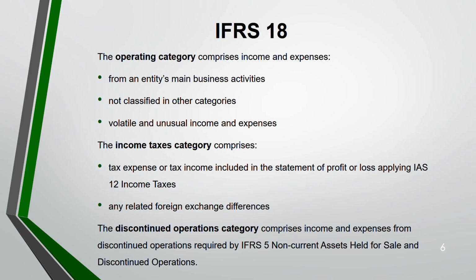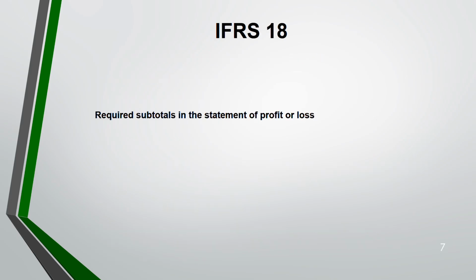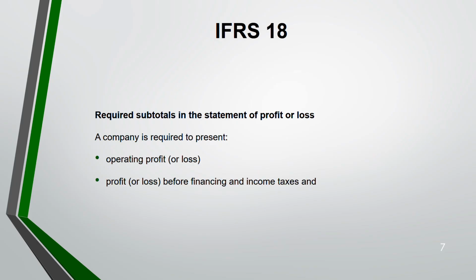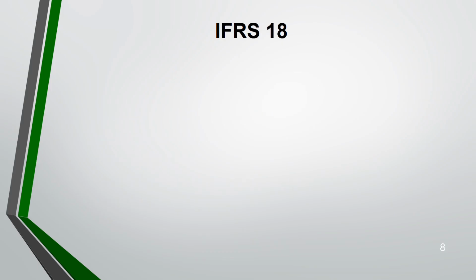Now, what are the required subtotals in your statement of profit and loss? These are the new required subtotals. There are 3: first, operating profit or loss; second, profit or loss before financing and income tax; and third, profit or loss. So now let us go through the pro forma. This is how your pro forma looks.